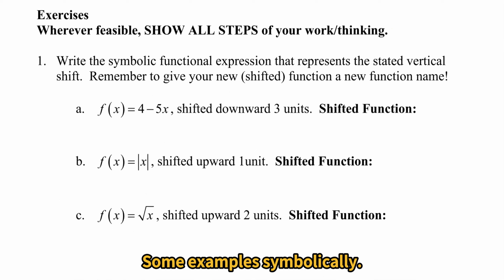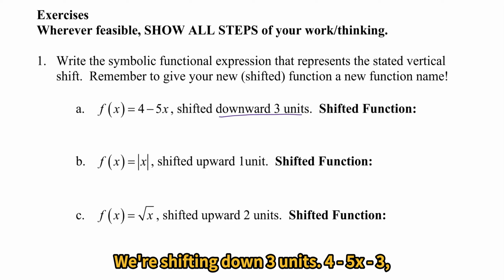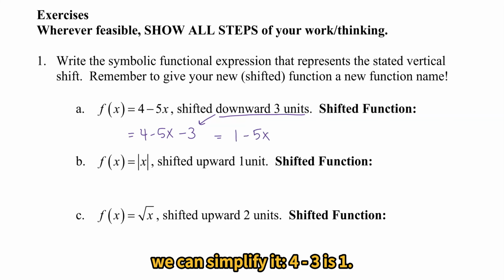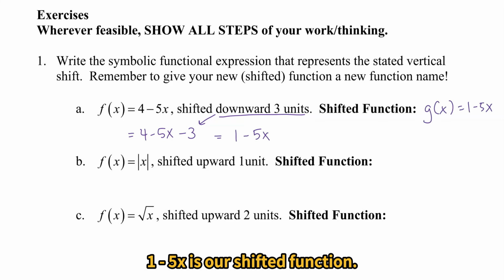Some examples symbolically. We have our function 4 minus 5x. We're shifting down 3 units. 4 minus 5x minus 3, the downward 3 units. And we can simplify it. 4 minus 3 is 1. 1 minus 5x is our shifted function.